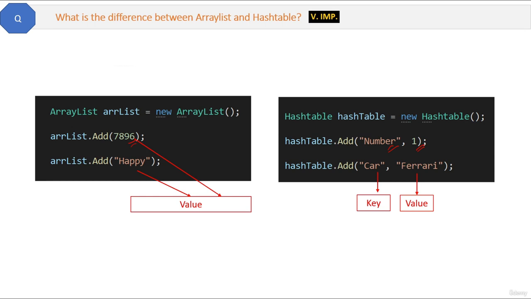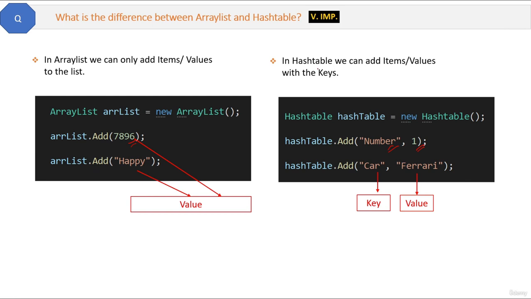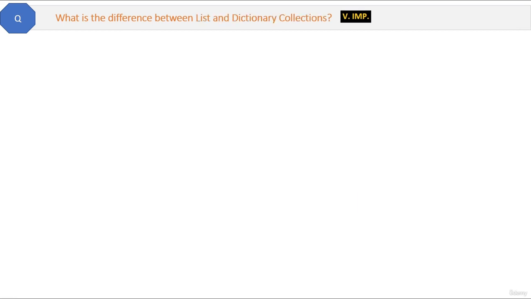So the differences are, in ArrayList, we can only add items or values to the list, whereas in hash table, we can add item values with the keys.